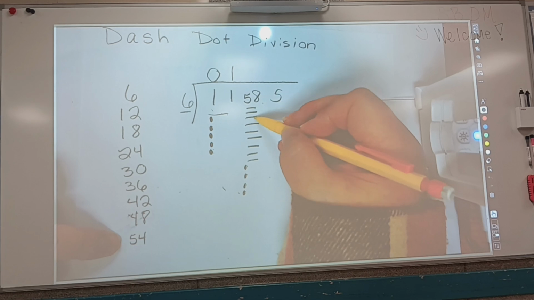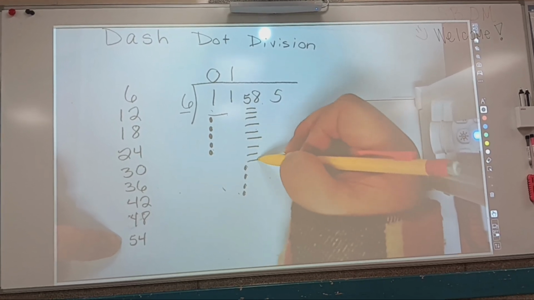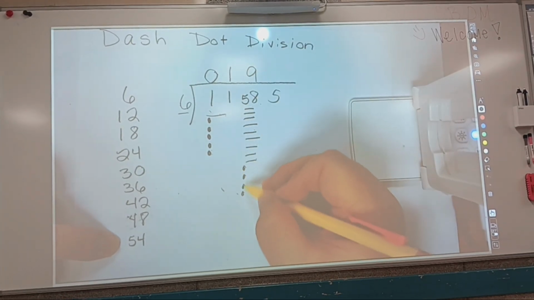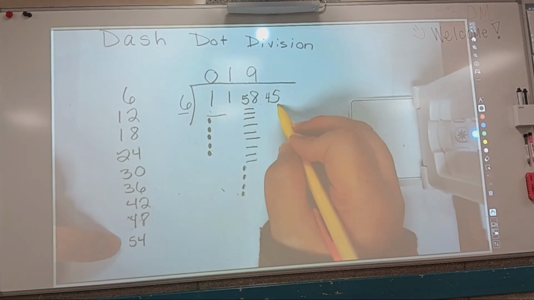Now I'm going to count how many lines I have. 1, 2, 3, 4, 5, 6, 7, 8, 9. That goes in my quotient. And my 4 dots, we move over here. Now it's 6 into 45.